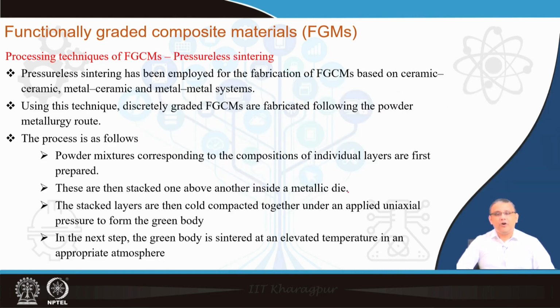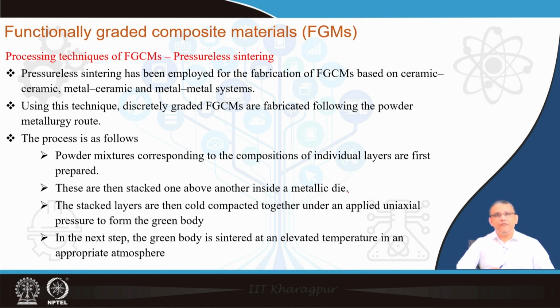Now, another process which has often been used for fabricating FGMs is powder metallurgy. Powder metallurgy routes have different variations, and the simplest process that can be used for fabricating FGMs is the pressureless sintering process. In pressureless sintering, as we know, we do not apply any pressure, and typically the process is done at a very high temperature to provide sufficient diffusion of the atoms. As a result the properties of pressureless sintered components are inferior to those fabricated using pressure sintering processes like hot pressing.